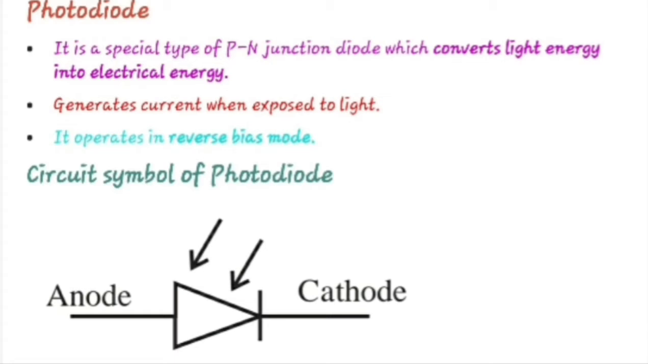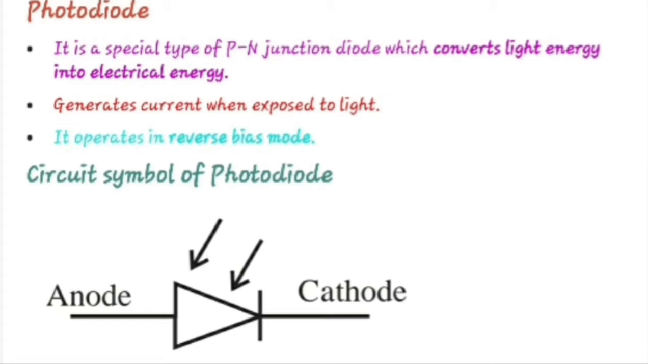The reason behind this is that the photodiode operates in reverse bias mode. As we already know about types of p-n junction diode, like the Zener diode, which operates in reverse bias mode, and also we can take the example of the light emitting diode, which operates in forward bias mode. So photodiode is an example of a p-n junction diode which operates in reverse bias mode.